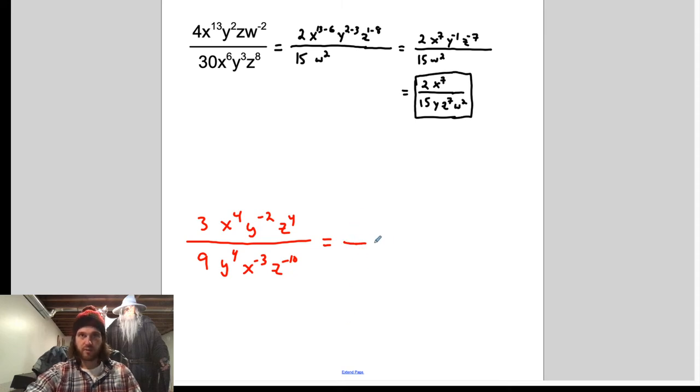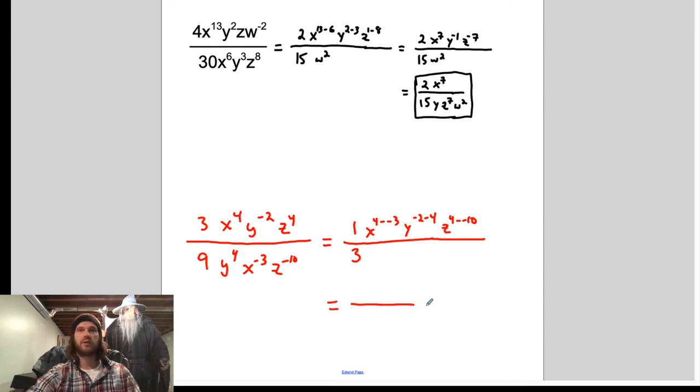All right, 3/9 simplifies to, it's this easy, 1 over 3, x to the, watch those negatives. Stay on target, 4 minus negative 3. Y to the negative 2 minus 4. Stay on target, 4 minus negative 10. Bingo. No W's? Slagle, what a goof. That'll be x to the 4 plus 3, which is 7. 4 plus 3 is 7.